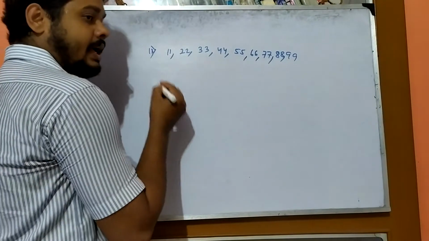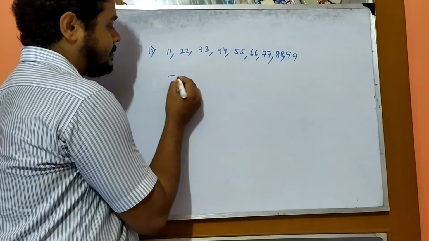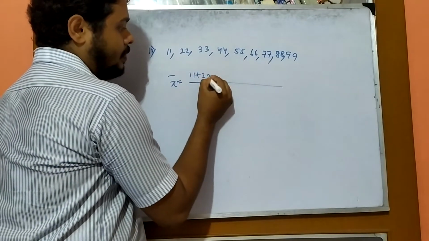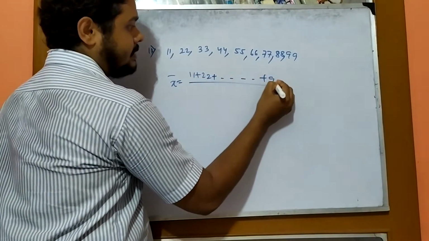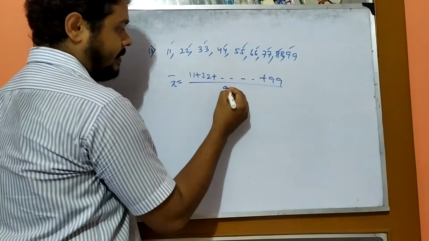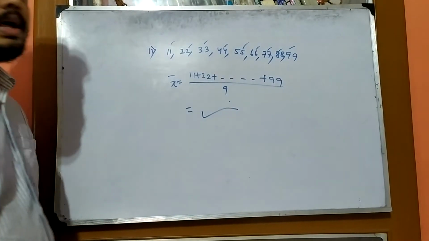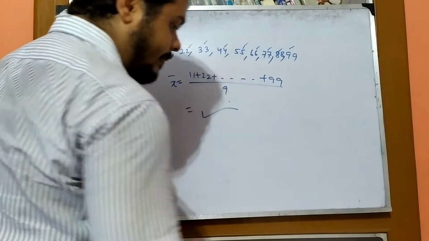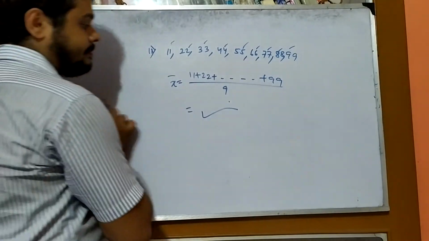So we have to find the average. Suppose the average is x bar, so just find the sum of all these 9 numbers, divided by 9, and that will be the answer. Okay, just do it yourself. Now I am coming to the next problem.